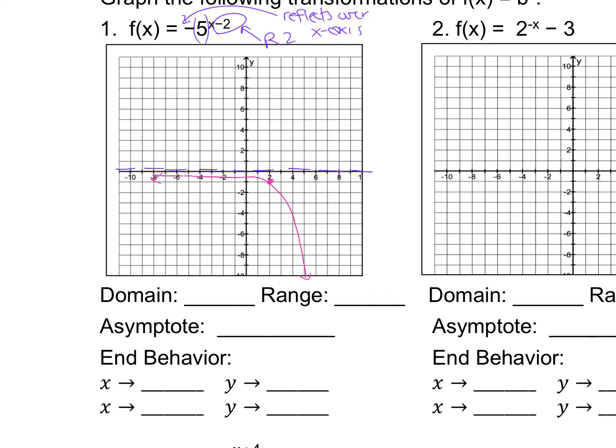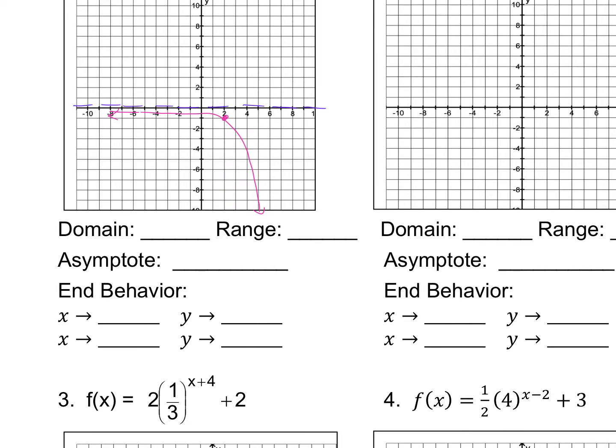What would I say about its domain? Negative infinity to infinity, all real numbers. What about a range on this one? Negative infinity to 0. Negative infinity up to 0. Just like when we did parent functions, this is not like memorizing. This is just reading it from your graph, right? We said our asymptote stayed at y equals 0.